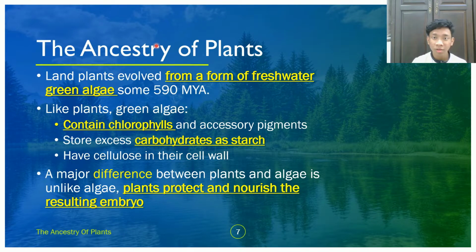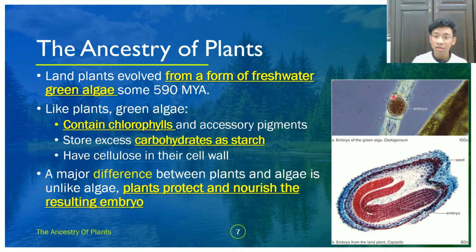So, the ancestry of plants. Plants are thought to have evolved from freshwater green algae about 590 million years ago. Because of that, green algae and plants share some similarities in their traits. They contain chlorophylls and accessory pigments that are involved in photosynthesis. They store excess carbohydrates as starch, and they have cellulose in their cell walls. Besides these similarities, there is a major difference between plants and algae, which is that plants protect and nourish the resulting embryo while algae do not.